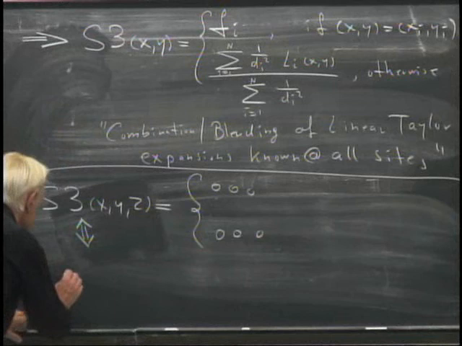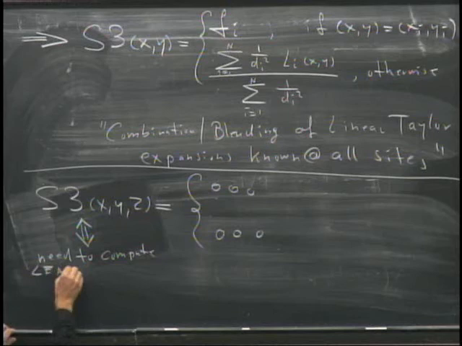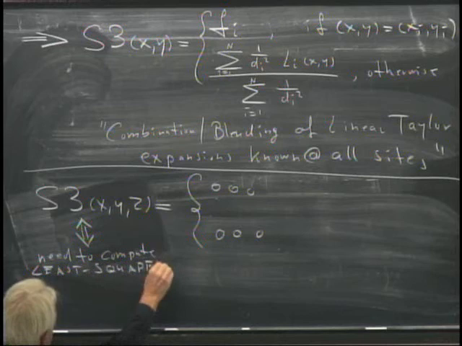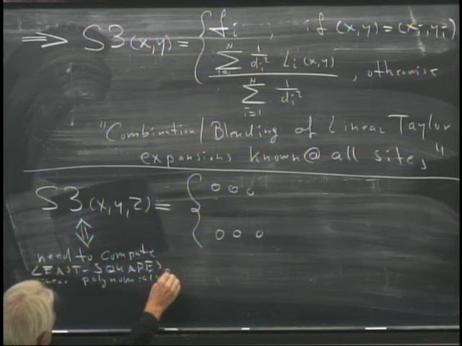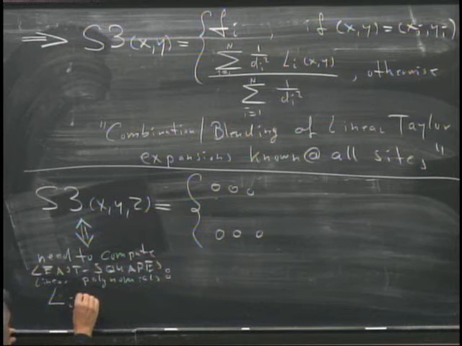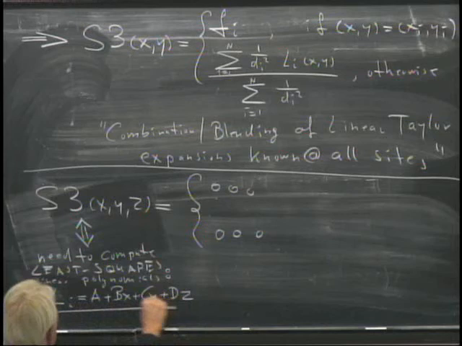You need to compute least squares linear polynomials, and they will be of the form, for each site i, a linear polynomial L, which will be of the form a constant a plus b times the first variable plus c times the second variable plus d times the third variable. Okay.